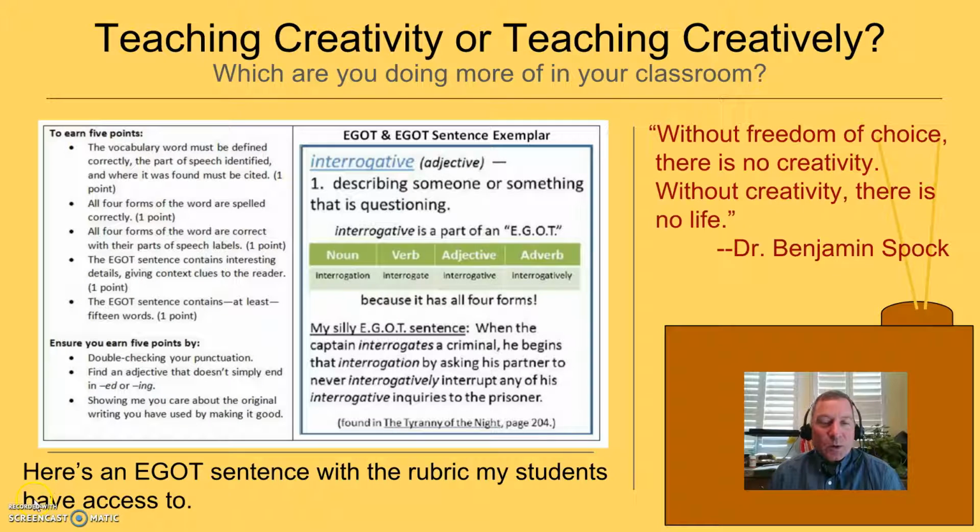There are some vocabulary words that actually have a noun, a verb, an adjective, and an adverb form. Not all of them, but there are some words that you can find when you dig for the word in the dictionary. And if they can find a word that does that, they can create an EGOT sentence.